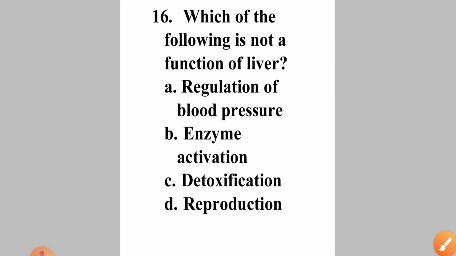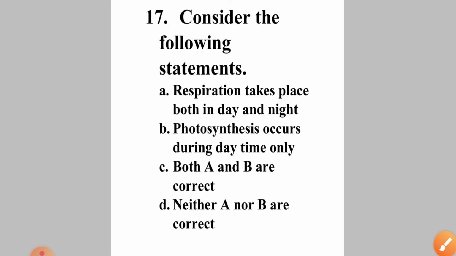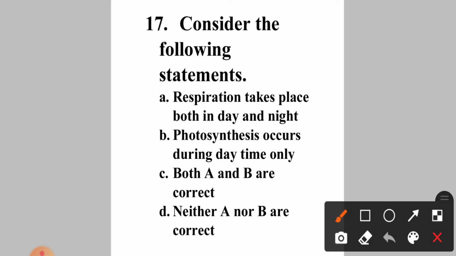Now come to question number 17. Consider the following statements. Option A, respiration takes place both in day and night. Option B, photosynthesis occurs during daytime only. Option C, both A and B are correct. Option D, neither A nor B are correct. Okay, so plants, they respire all the time, both day as well as in night, whereas photosynthesis occurs only during daytime when there is sunlight. So option A and B both are correct, so answer will be option C.